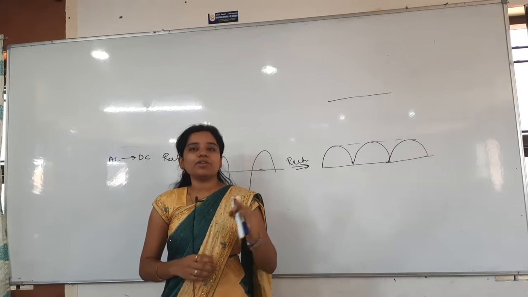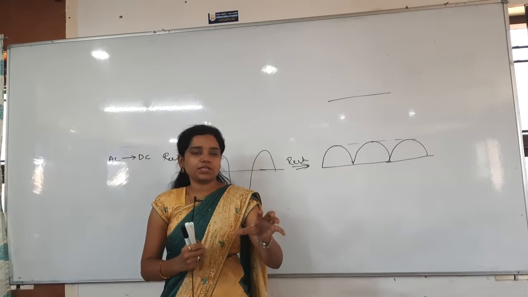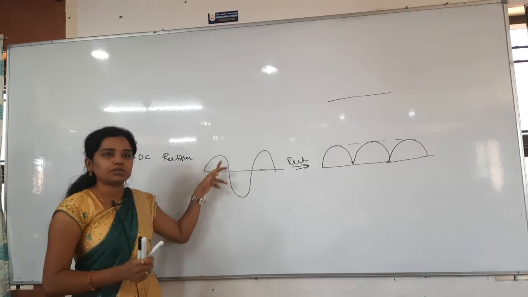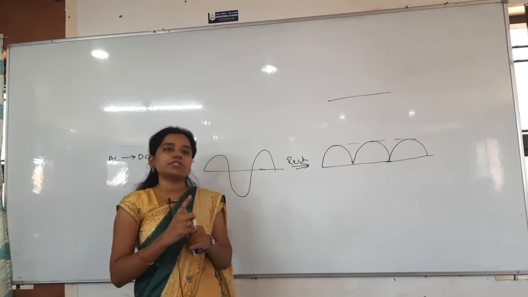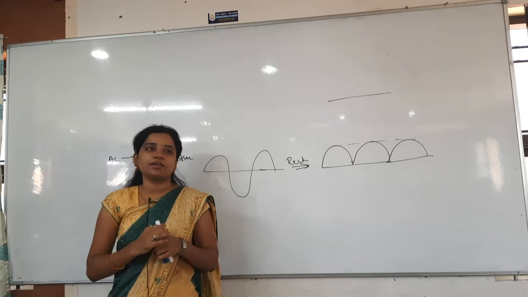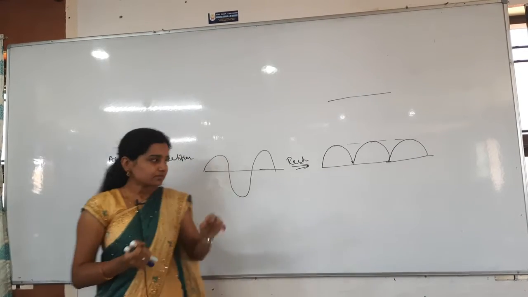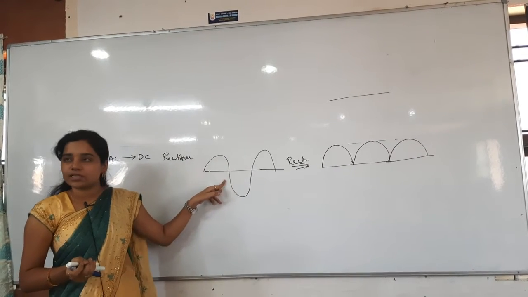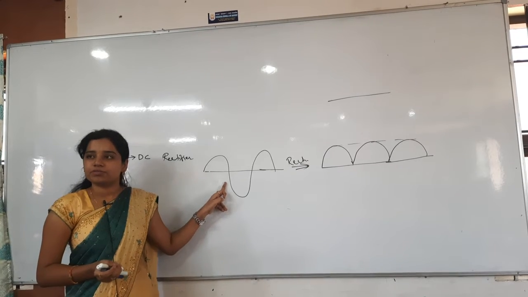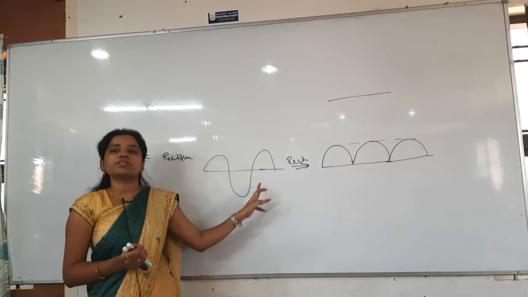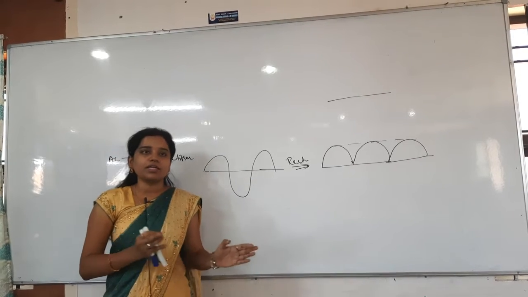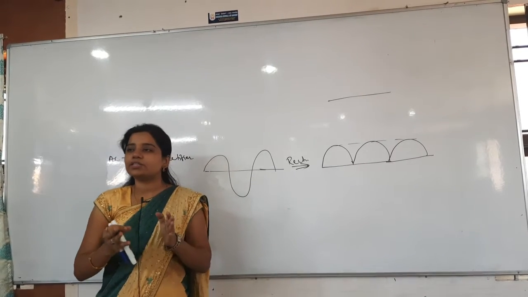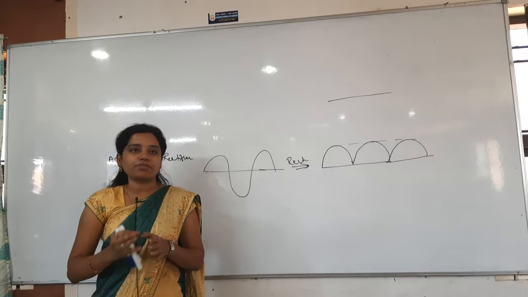In the half wave rectifier, how it works: whenever I give the AC signal to the half wave rectifier, at a time it will filter only half cycle. It will filter only the positive half cycle whenever it is forward biased, and the negative half cycle whenever it is reverse biased. So only half of the signal gets rectified in the case of the half wave rectifier.